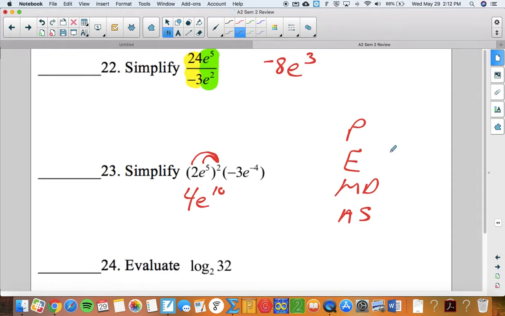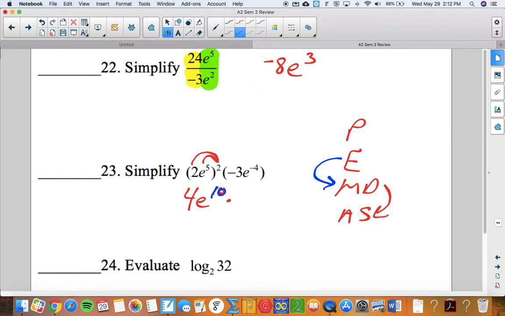Up top, we were dividing bases, so we subtract the exponents. Here we have an exponent to an exponent, so we are going to multiply the exponents. That puts me on e, so we drop it down a level. We're going to multiply those exponents together. That's how I got 10. No sprinkling to do over here.